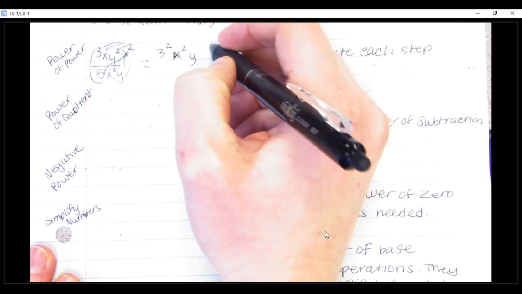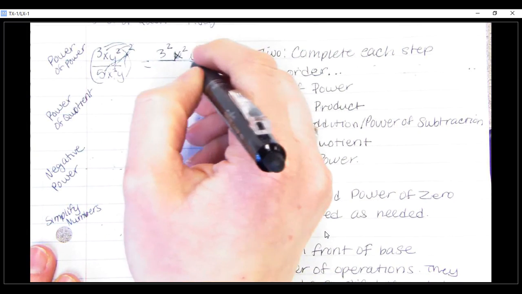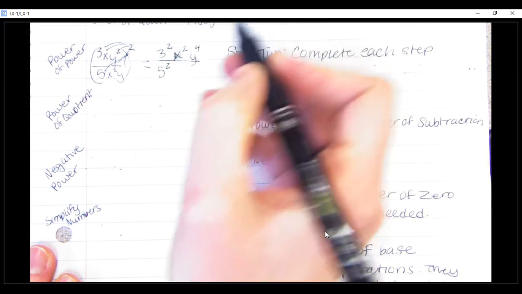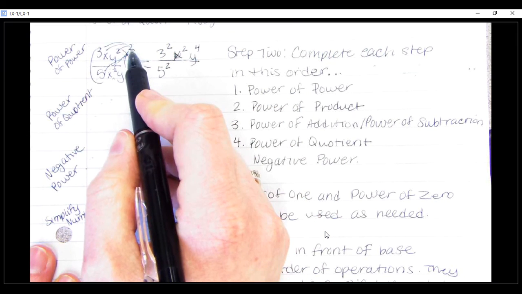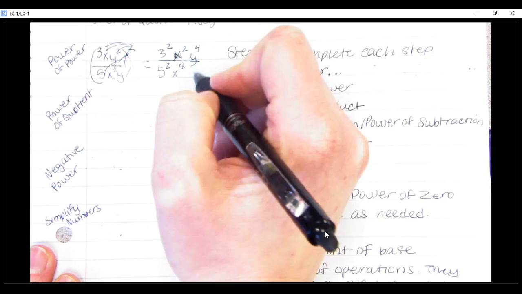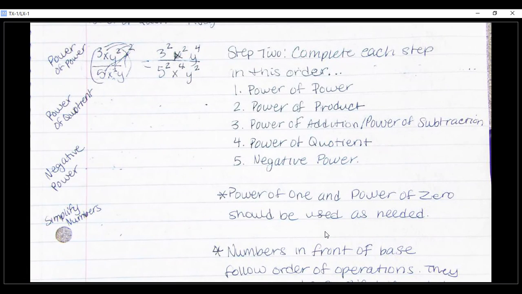And then y to the fourth power, because 2 times 2 is 4. Then I'm going to do the exact same thing on the bottom. 5 to the second power, x to the second power to the second power. 2 times 2 is 4. So I got x to the fourth power and y to the second power, because 1 times 2 is 2. Great, I did power of a power. Now I'm going to move on to my next one, which is power of quotient.